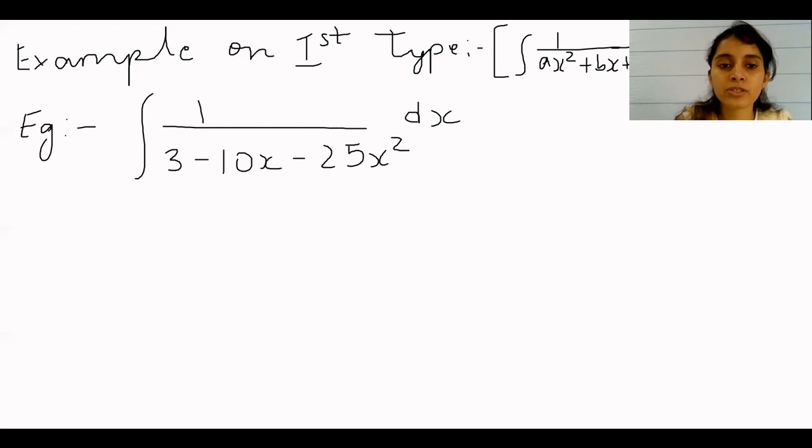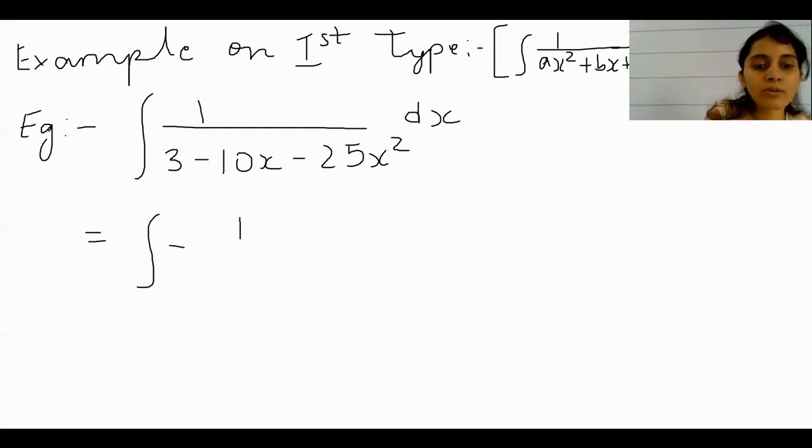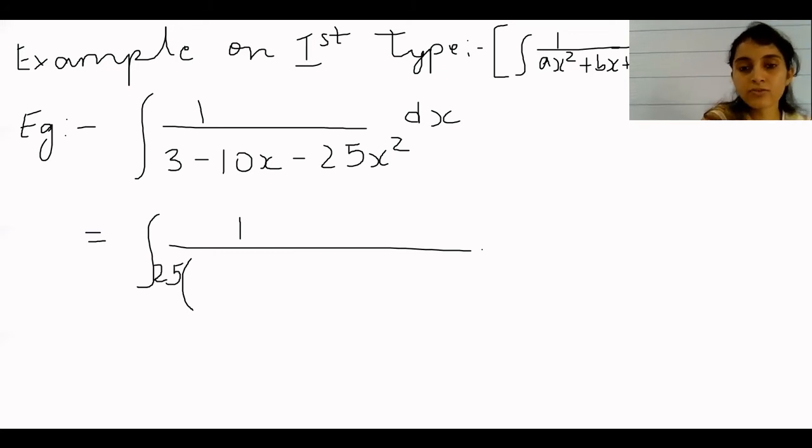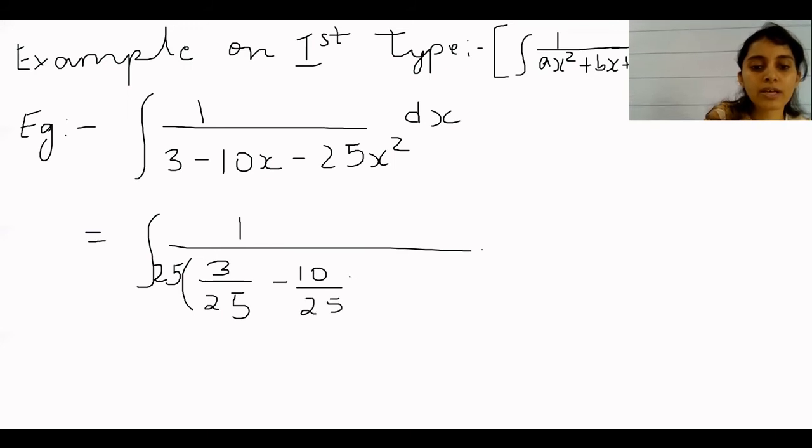Divide by the coefficient of x square. Okay, so it is integration of 1 upon, okay, so we are dividing by the coefficient. Or you could also say taking 25 common. If you don't remember that, you could say remove the coefficient of x square. So this will be 25 common. I'll have 3 upon 25 minus 10 upon 25 x minus x square, dx.